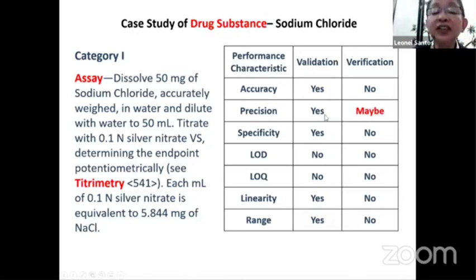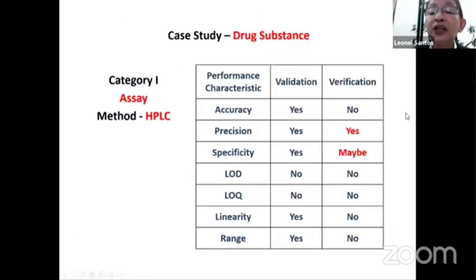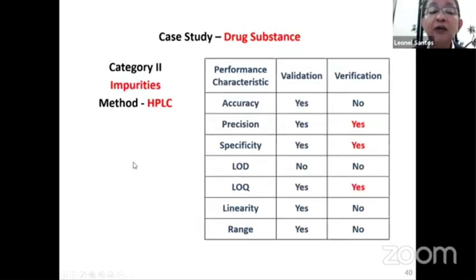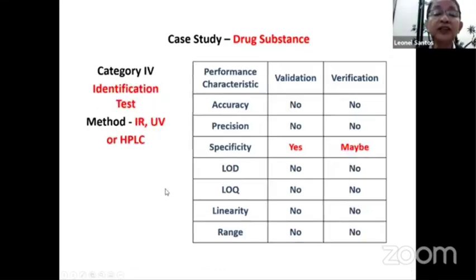So precision may be needed. So that would be something that you only need to do. However, if you are doing a verification for a drug substance using an assay and your method is HPLC, then you need both precision and specificity. Now, if we go to the other categories for drug substances such as impurities, then you need to do precision, specificity, and limit of quantitation.